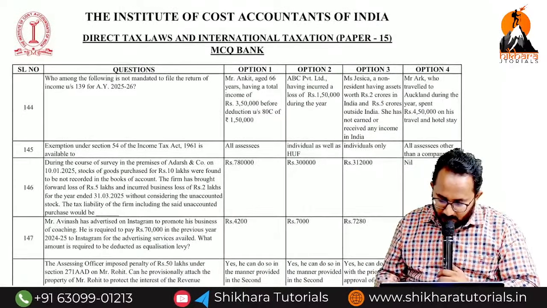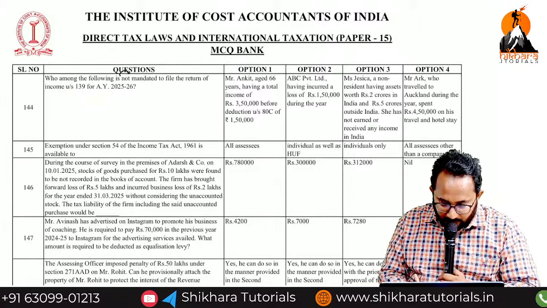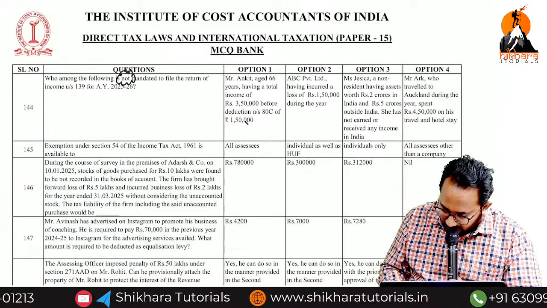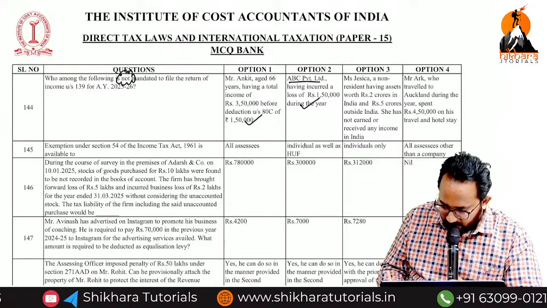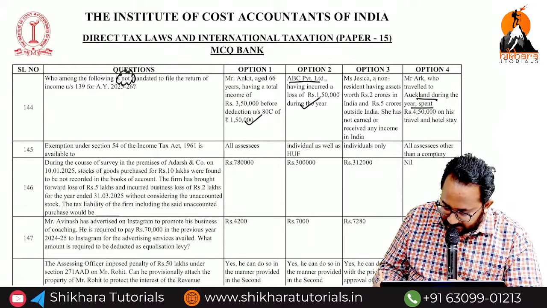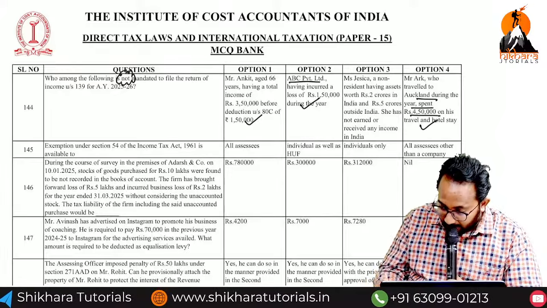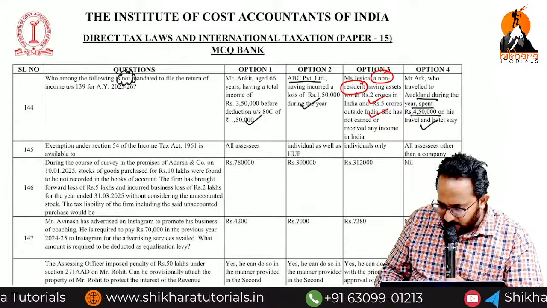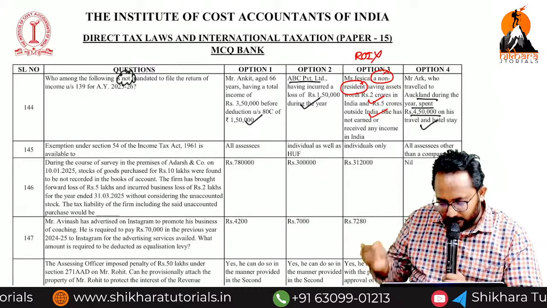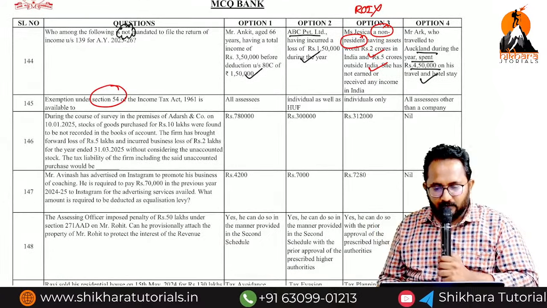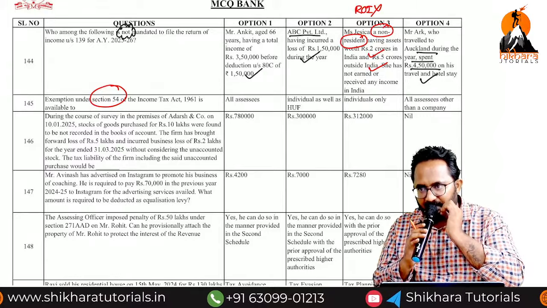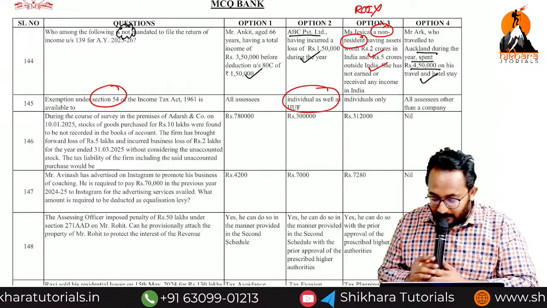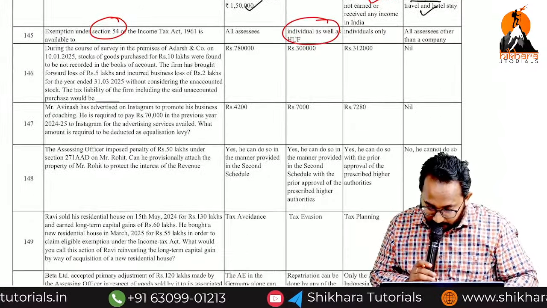Next, we already discussed this MCQ. Who need not file the return of income? In this case, return is required to be filed. A company is definitely required to file. Foreign travel expenditure exceeding 4,50,000 requires filing. But a non-resident having assets or a bank account outside India need not file the return of income. Section 54 exemption means selling one residential house property and purchasing another residential house property. It is applicable to individuals or HUFs only.